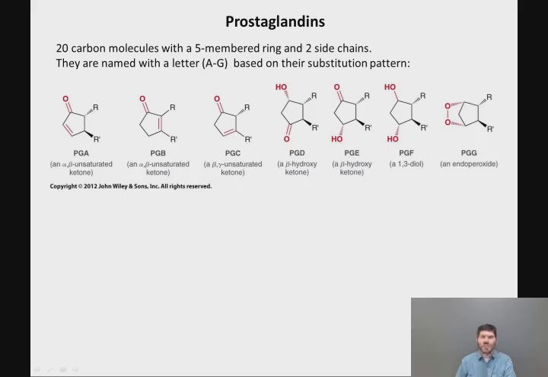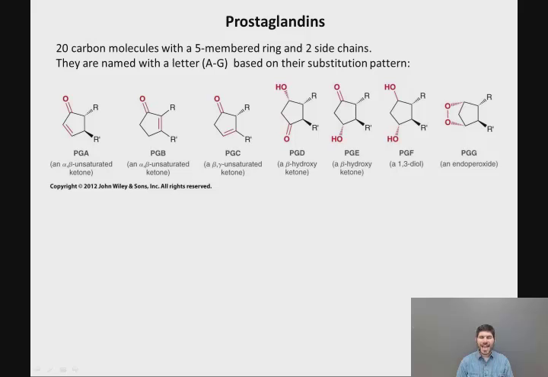Prostaglandins are an important class of lipids. They are 20 carbon molecules with a 5-membered ring and 2 side chains coming off of 2 of the adjacent positions on the ring. So the prostaglandins are named with a letter, P, G, A, B, C, D, E, F, or G, depending on their substitution pattern.